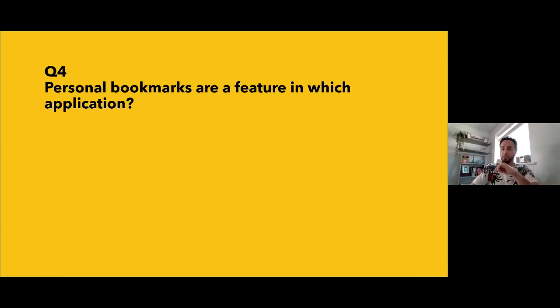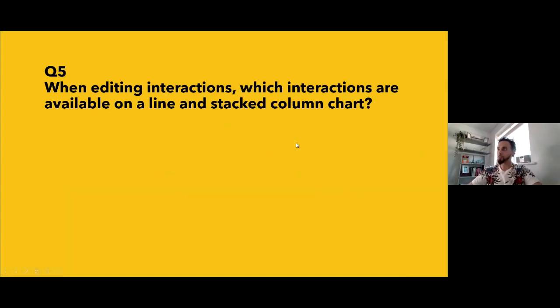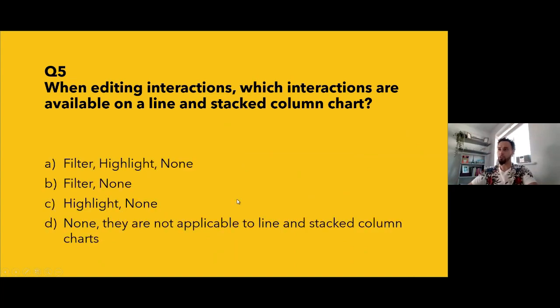Question 4. Personal bookmarks are featured in which application? That is the Power BI service only. Once a report has been published, you can create your own personal bookmark and save that in the Power BI service only. Question 5. Which interactions are available on a line and stacked column chart? The answer there is A: filter, highlight, and none. You can have all 3 of them.